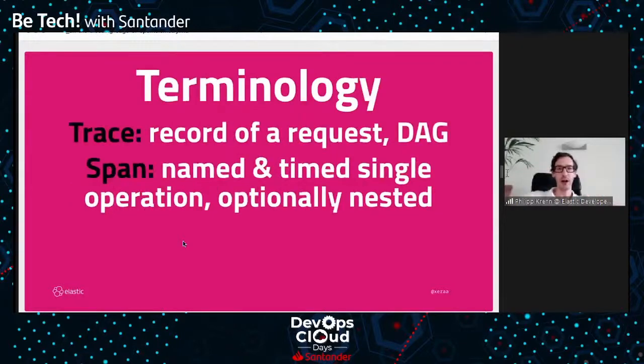So for example, the main terminologies is you have a trace, that's the record of a request, and it's a directed acyclic graph. So it comes in, and then it can maybe fan out to your various services, and at the end it combines again to give you the final response out. So that's the trace, or the full request. And then you have spans, which are the individual named and timed operations within that request, that might be nested as well.